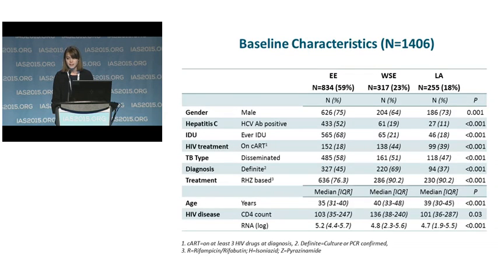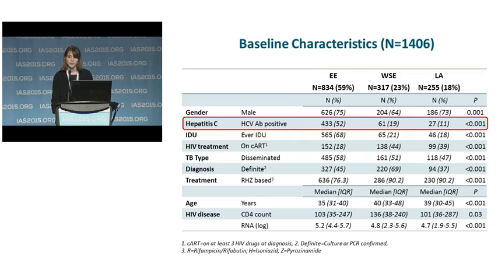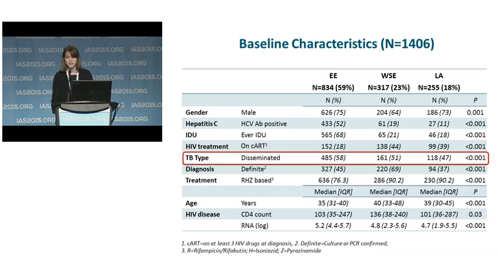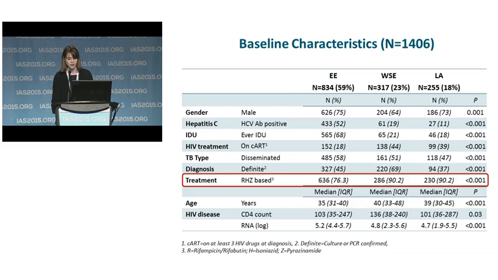So this is the baseline characteristics of the 1,406 individuals that we included in our analysis. As you can see, the majority of the cohort, 60%, received care in Eastern Europe, and the demographics of these individuals differed quite significantly from those receiving care in other regions. So just to highlight a few of these differences. Around half, or 52%, of individuals in Eastern Europe were also co-infected with hepatitis C. And over two-thirds, 68% of individuals in Eastern Europe reported ever injecting drugs, and this compares to around 20% in the other regions. Individuals in Eastern Europe were also more likely to present with disseminated TB and to initiate treatment that was not RH-based.